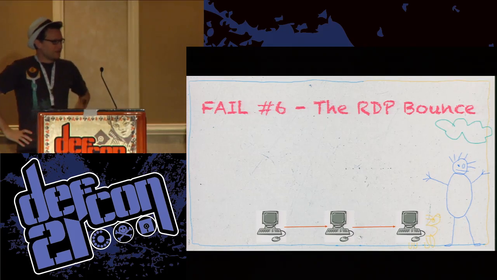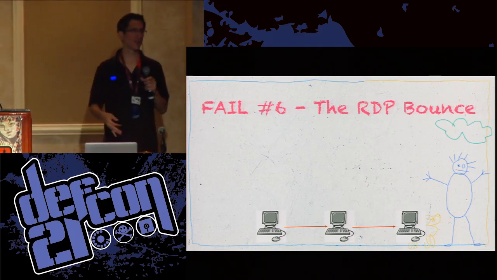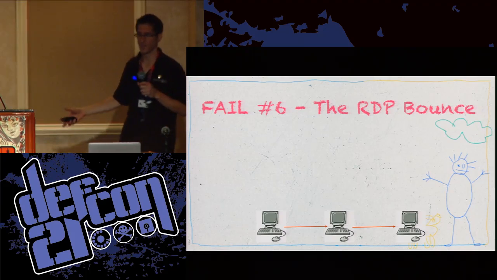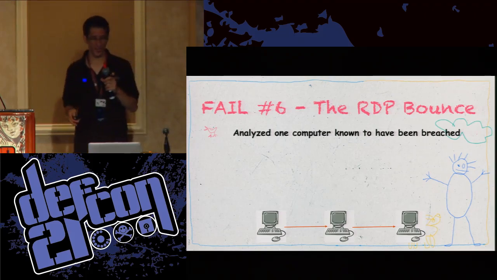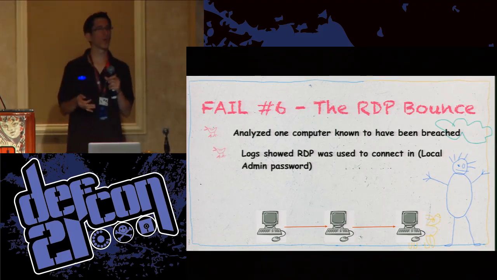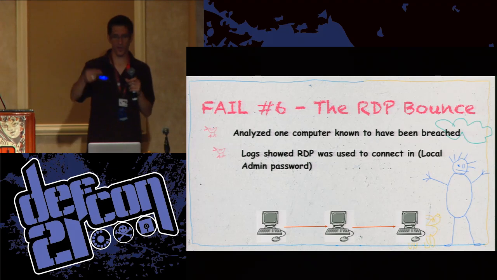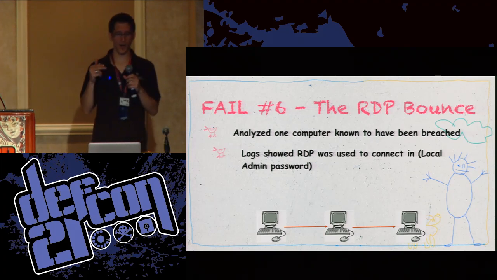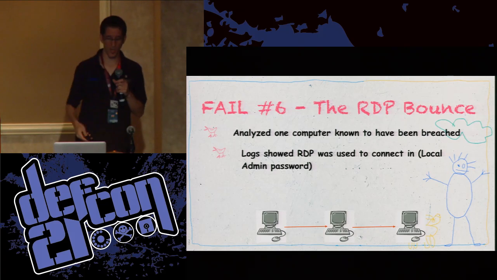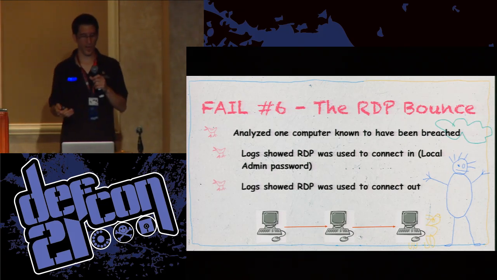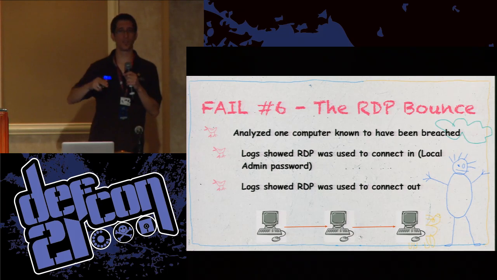All right, so I was talking about the RDP bounce case that I was investigating. Now, as I mentioned, thousands of computers, various offices all around the world. So we analyzed the one computer that they knew was breached, and it showed that RDP, or Remote Desktop Protocol, the tool built into Windows that allows you to remotely control another computer, was used. Some logs showed us that RDP was used to connect using the local administrator password to another machine. It showed that RDP was used to connect in, and it also showed that RDP was used to connect out.